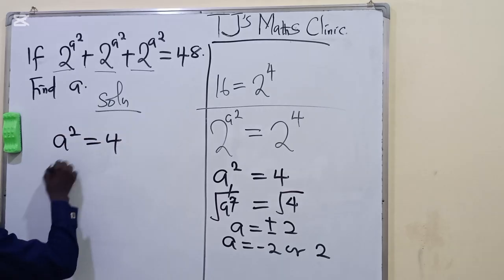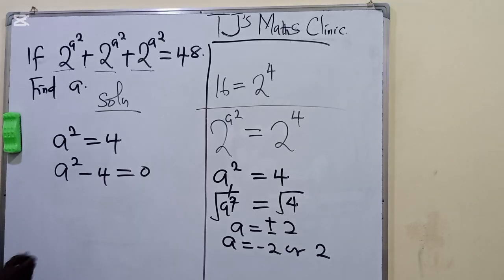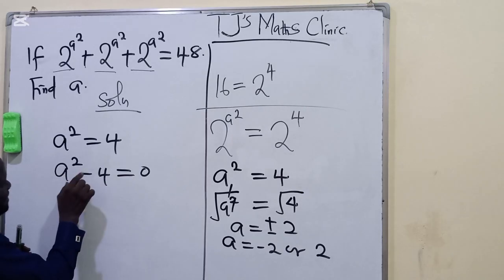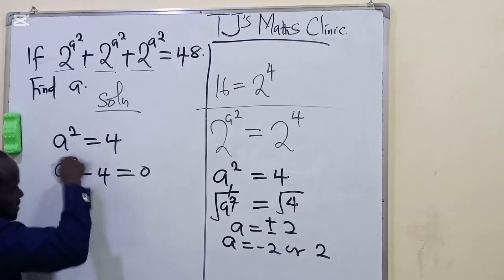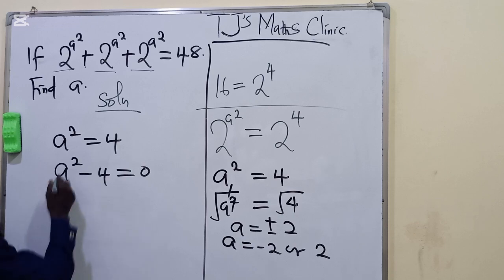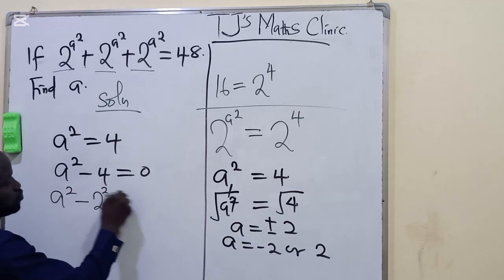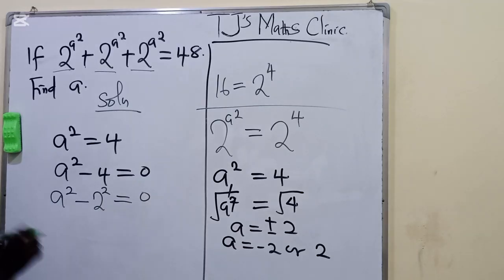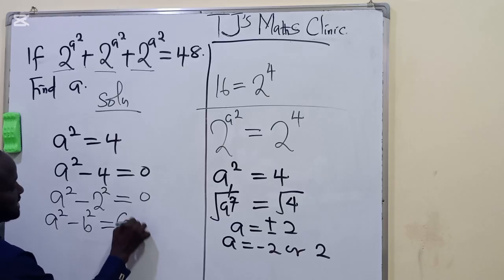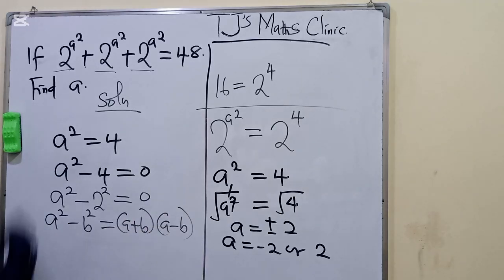Or we may decide to, we have a square equals to 4. This is the same thing as a square minus 4 will be equals to 0, of course. So these are two terms. Anytime you have two terms and what is separating the two terms is negative, know that this is a difference of 2 square. So this is the same thing as a square minus this 4, we can write it as 2 power 2. This will be equals to 0. Recall that if we have a square minus b square, this is the same thing as a plus b multiplying a minus b from difference of 2 square.